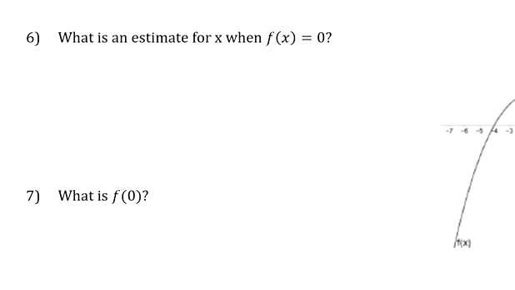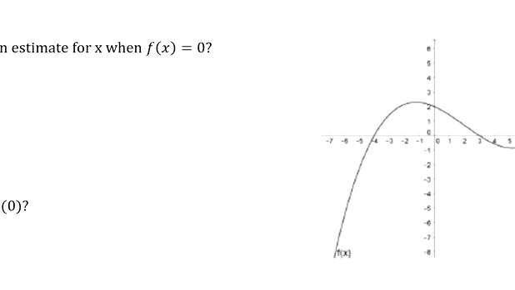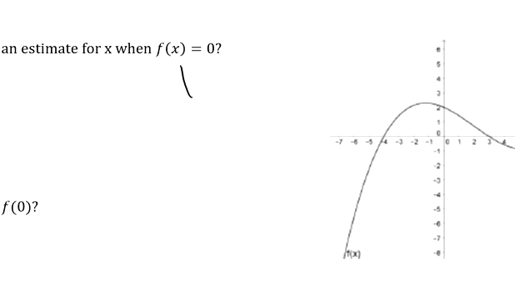Questions 6 and 7 are both using the same graphic, so I'll do them at the same time here. The first question says, what is an estimate for x when f of x equals 0? So what we're wondering here is what values from my domain, here's my domain, what values from my domain can I plug in and get the output of the function to be 0?